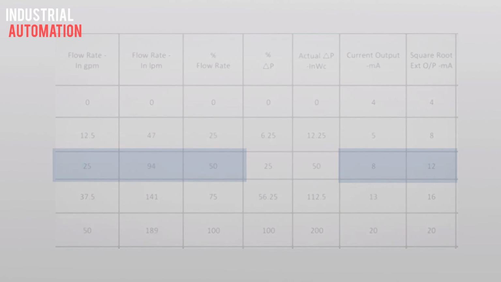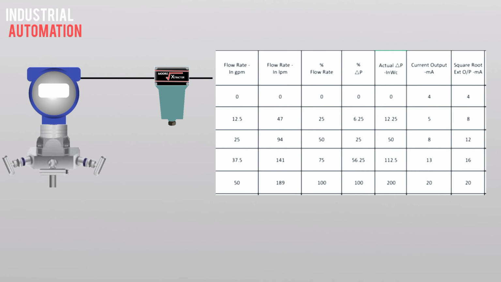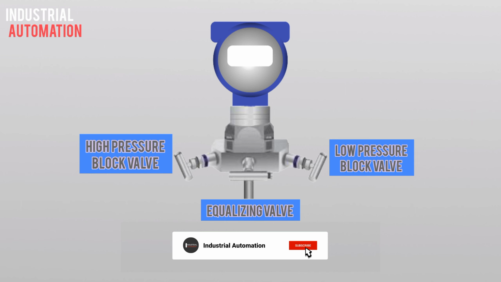How do we convert 8 milliamps to 12 milliamps? Very simply, the square root extractor will ensure that its output is the square root of its input. The square root of 25% is 50%. Try the math on a calculator. So, with a flow transmitter output current of 8 milliamps, the square root extractor will produce an output current of 12 milliamps. Let's review what we've discussed.